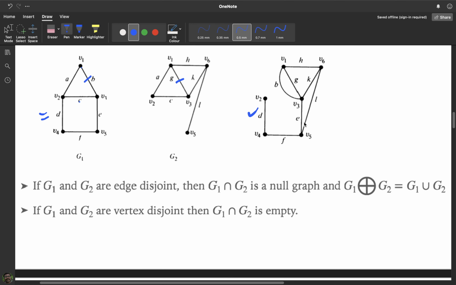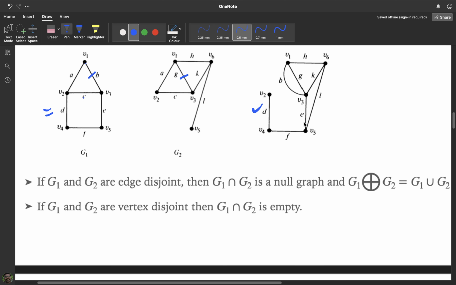Okay, and also we can obtain some important results if G1 and G2 are edge disjoint, that is, there are no edges in common between G1 and G2. So when you take G1 intersection G2, that means there will be no edges in that graph, only vertices would be there. So that's what's called a null graph. Okay, so if G1 and G2 are edge disjoint, G1 intersection G2 will be a null graph. Okay, you can convince yourself of that.